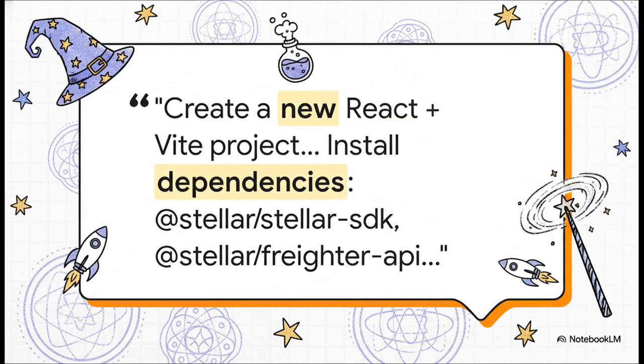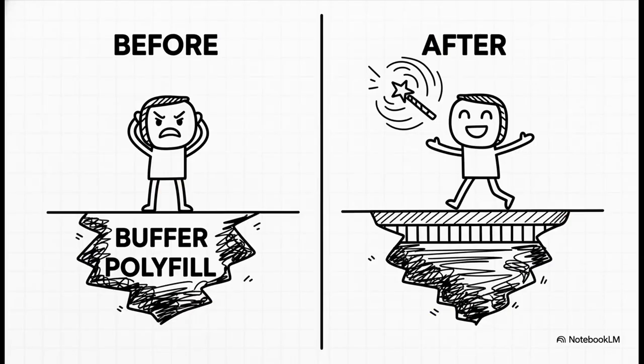Okay, now for a little bit of magic. Instead of going through a super tedious manual setup, we can use a simple prompt just like this one. And poof! It scaffolds our entire React project, it installs all the necessary Stellar libraries for us, like the Stellar SDK to talk to the blockchain, the Freighter API to talk to the wallet. It even configures our build tools automatically. It's awesome! And this right here just illustrates the power of setting things up this way.